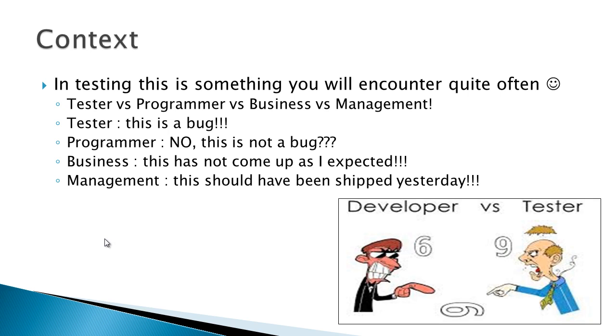Now coming to testing, this is something you will encounter quite often. If you look at this picture below, if I replace the left guy with the developer and the right guy with the tester, I'm sure you would have come across this kind of situation quite often. A typical conversation between tester, programmer, business and management will go something like this. This is a bug. The programmer says, no, this is not a bug. The business guy comes and says, this has not come up as I expected. And the management says, this should have been shipped yesterday. So these are all different kinds of viewpoints, and there is a certain kind of context behind these viewpoints and the actions that result from them.